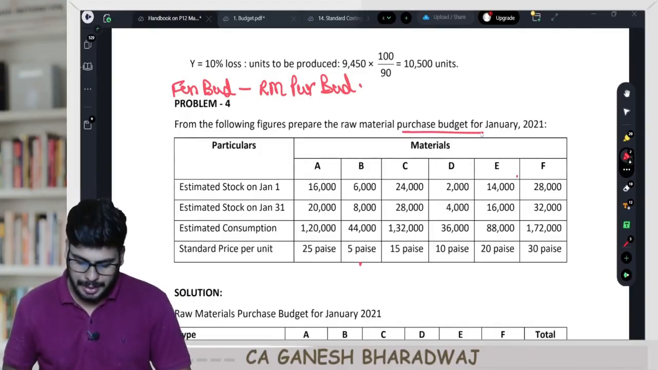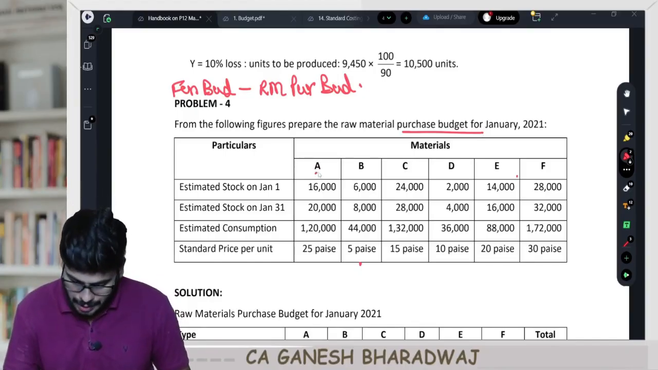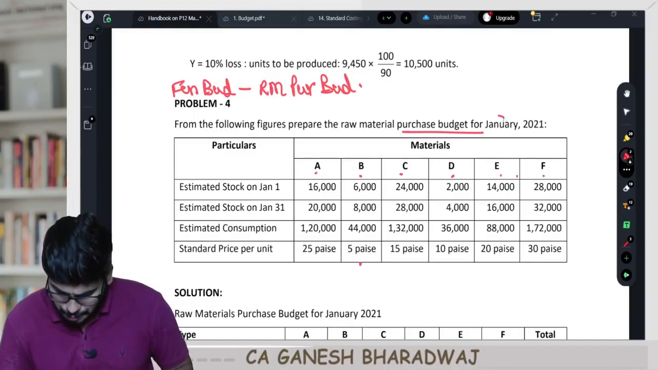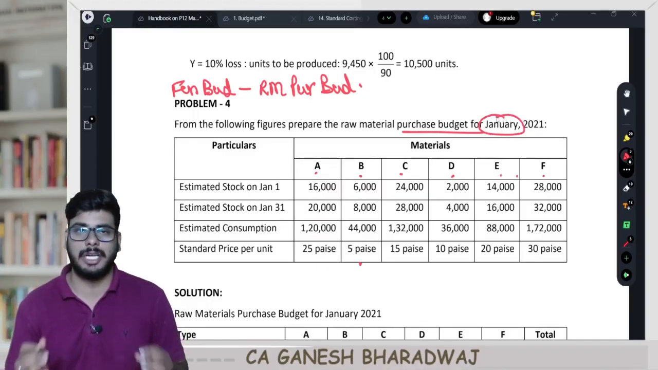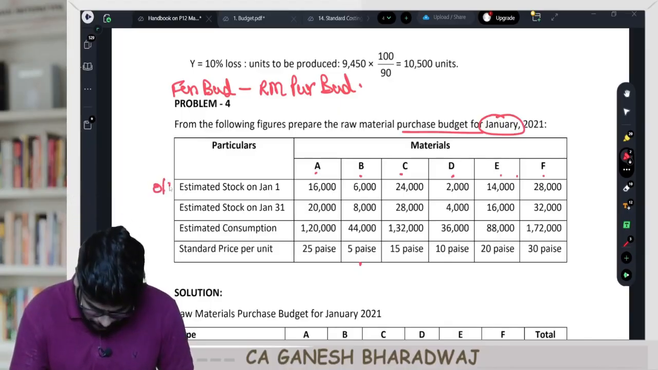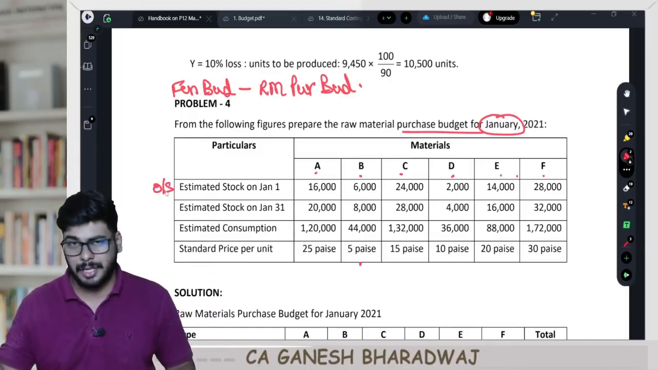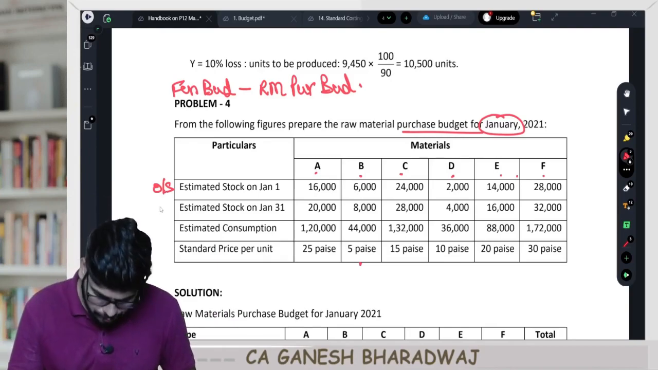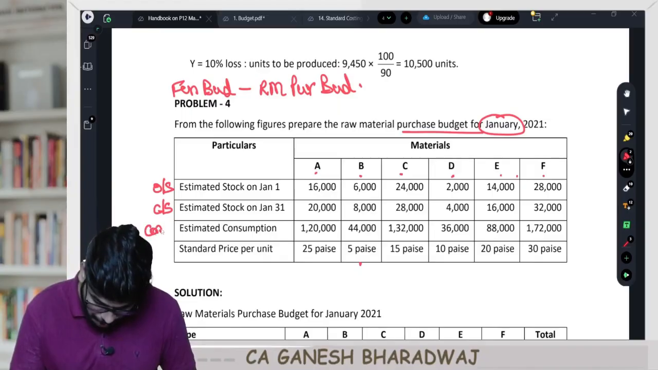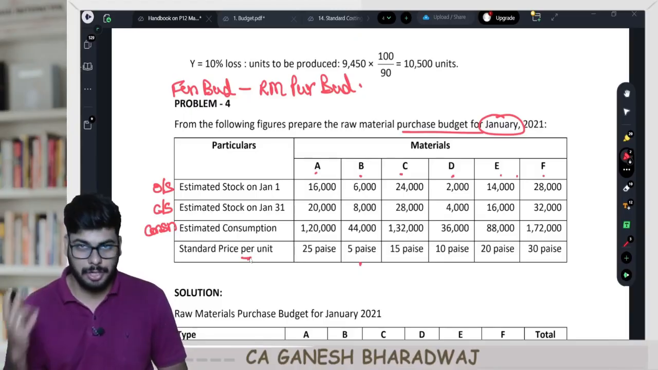In this case, what they have mentioned is that the company uses 6 different types of raw material: A, B, C, D, E and F. They are asking us to prepare a raw material purchase budget for the month of Jan. So, how many units or kgs of raw material need to be purchased? They have given the estimated opening stock for each of the different types of raw material, how much is going to be the closing stock, the estimated raw material consumption, and the standard price per unit of raw material.